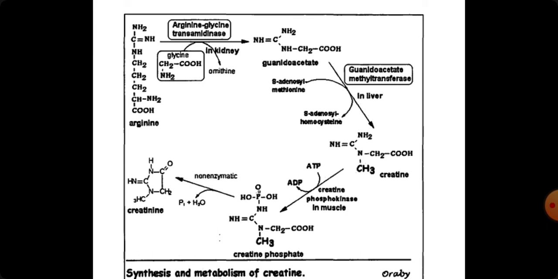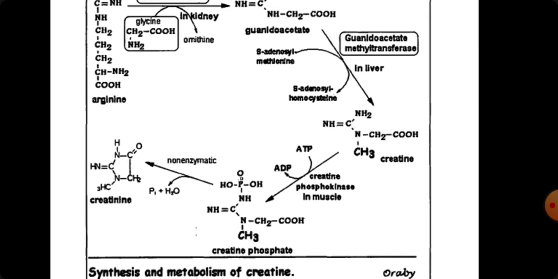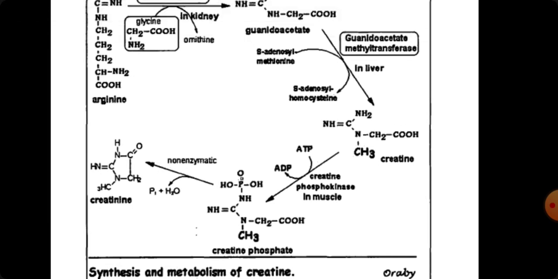This guanidoacetic acid is then methylated. A methyl group is added by guanidoacetate methyl transferase, forming creatine. Creatine is then phosphorylated by a kinase, creatine kinase, to give creatine phosphate, which is nonenzymatically converted into creatinine.